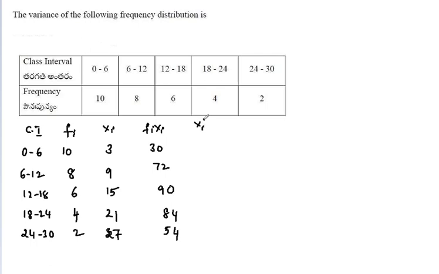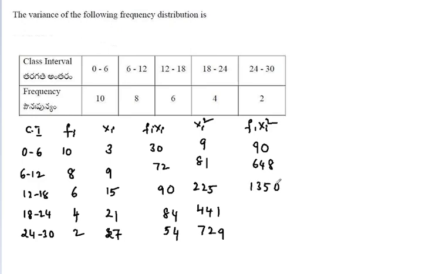Next, you find the value of xi square. This is the xi, 3 square is 9, and 9 square, 81, and 15 square, 225, 21 square, that is 441, 27 square, that is 729. And find the value of Fi into xi square. This is Fi into xi square, 10 into 9, 90, 8 into 81, that is 648, and 6 into 225, that is 1350, 4 into 441, that is 1764, and 2 into 729, that is 1458.